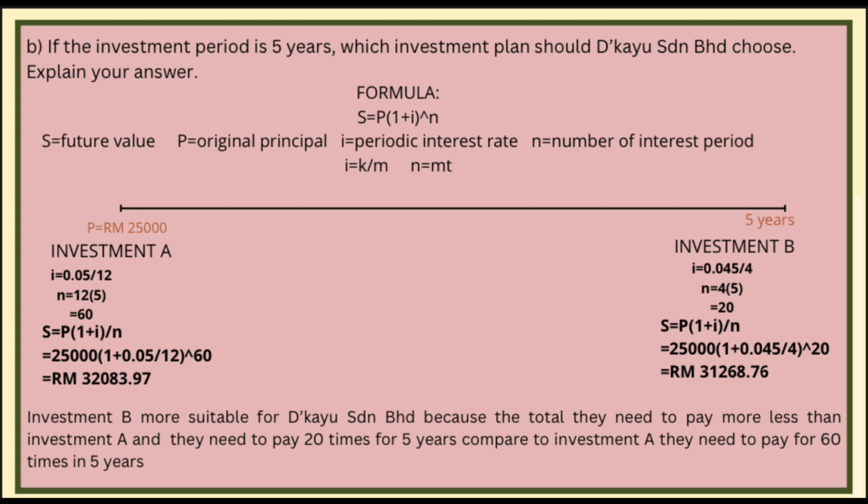And don't forget to put the ringgit Malaysia in front of the total, okay? So the conclusion is investment B is more suitable for Dikayu Student Berhad because the total they need to pay is less than investment A, and they need to pay 20 times in 5 years compared to investment A, where they need to pay 60 times in 5 years.